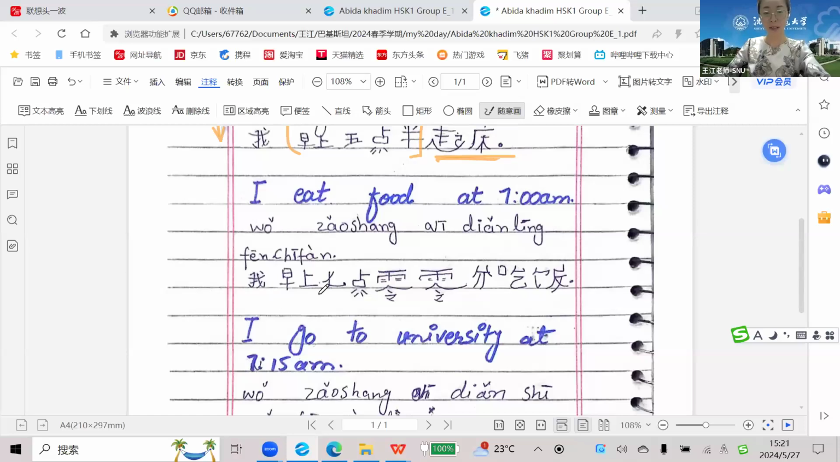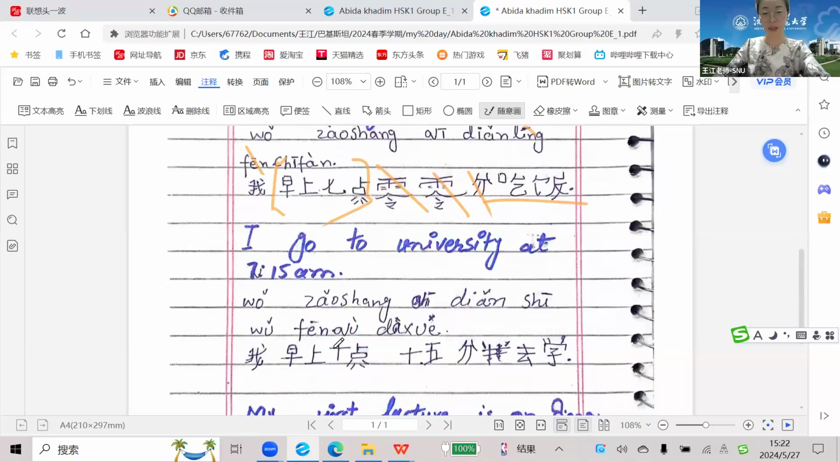Let's go on. 我早上7点吃饭. 7 o'clock, just 7点, okay. And there is a mistake. 7点, there is no 0分, just 7点, okay. So have you got it? 我早上7点吃饭, 早上7点 is the time word. There is no 0分. I eat a meal at 7 o'clock in the morning.